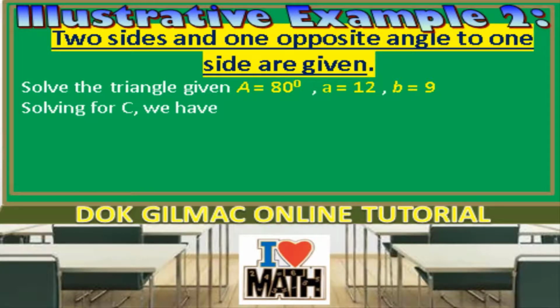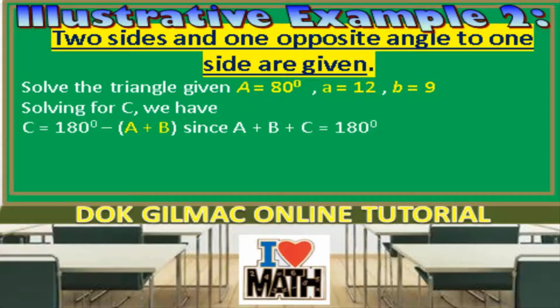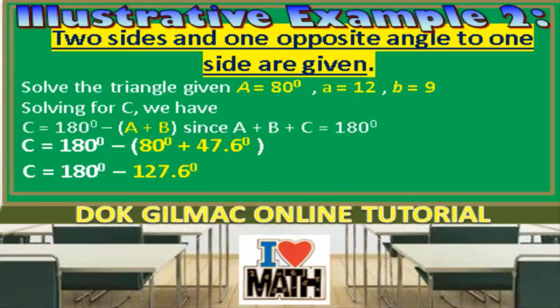Okay, let's continue. Solving for C, since we already determined the value of angle B, we have C is equal to 180 degrees minus the sum of angles A and B, since the sum of angles A, B, and C is equal to 180 degrees. Or simply, we have C is equal to 180 degrees minus the quantity 80 degrees plus 47.6 degrees. Simplifying this further, we have 180 degrees minus 127.6 degrees, or simply, C is just equal to 52.4 degrees.